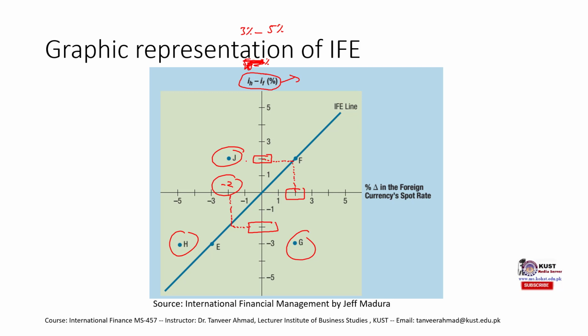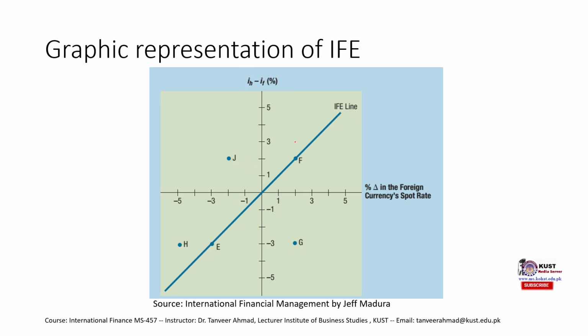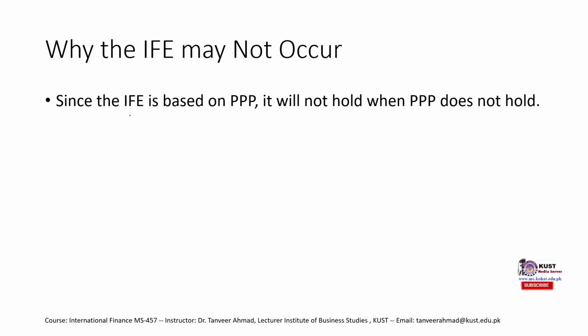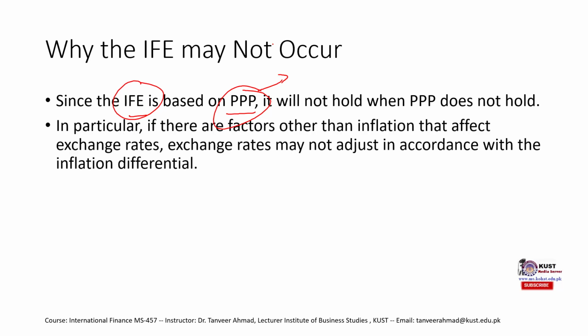So there are certain reasons why some countries might not follow the international Fisher effect. Since the international Fisher effect is based on purchasing power parity, it would not work if purchasing power parity does not hold. We discussed some reasons in the previous video regarding why purchasing power parity would not hold. These similar reasons would also apply to the international Fisher effect. The idea is that if purchasing power parity does not hold, then the international Fisher effect would also not hold, because it is based on purchasing power parity.